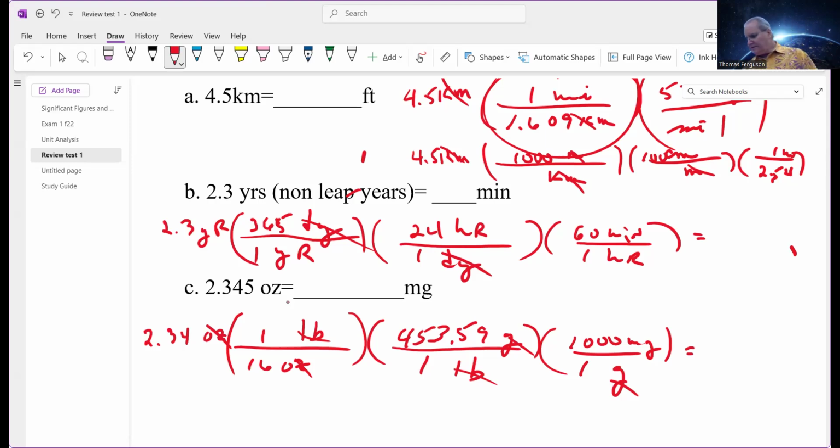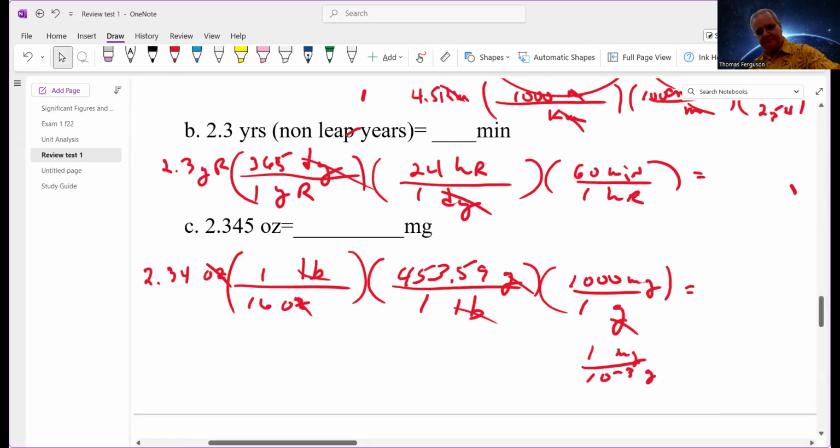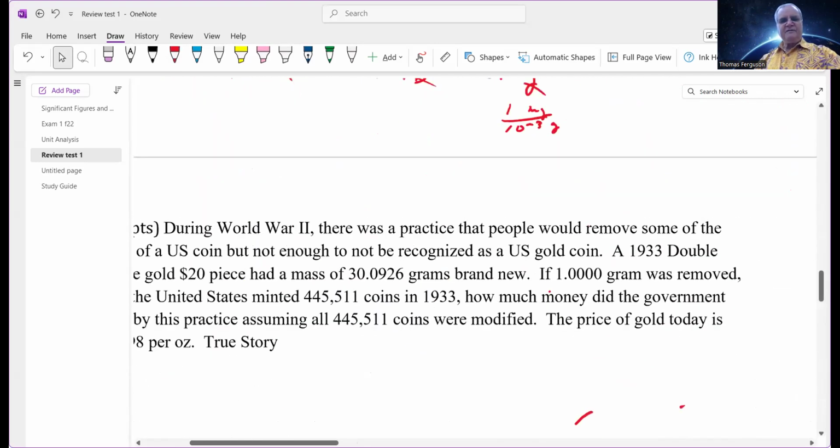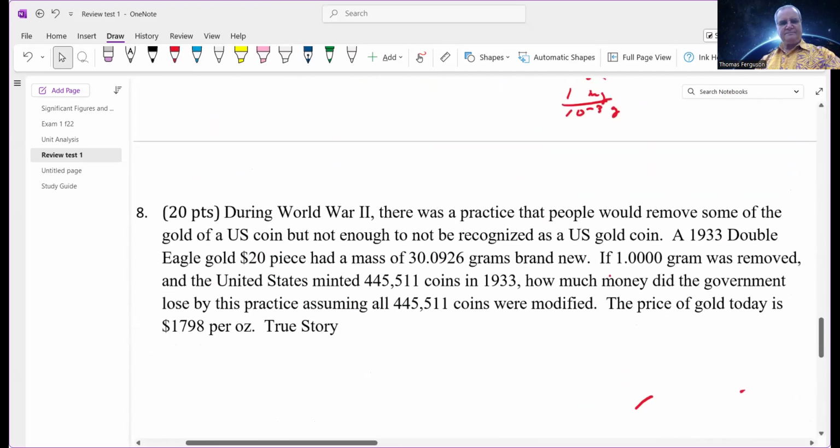You could also do, instead of 1,000 over 1, you could also do 1 times 10 to the minus 3 grams. Those are equivalent. People don't like negative exponents, so that's why I did the other one. But both of them will work fine. Okay, so those are pretty straightforward, just conversions. All right. Now this is very interesting, this last problem here.